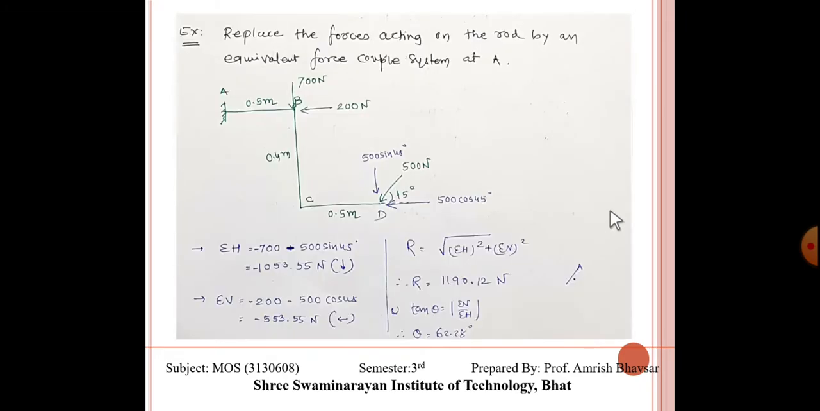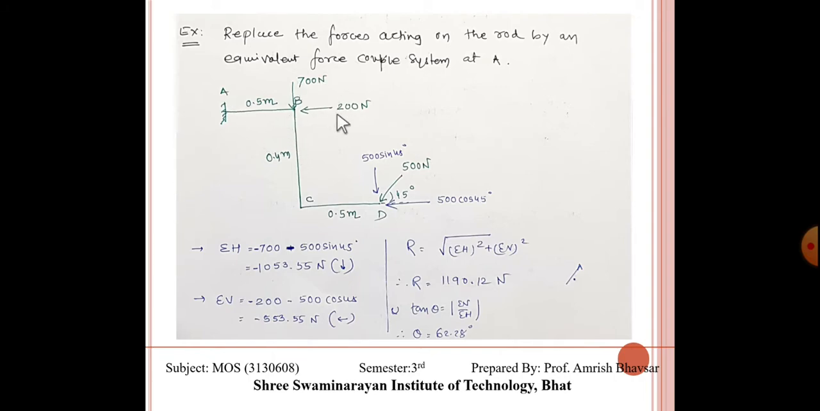Clear? Now this is the most important case. Replace the forces acting on a rod by an equivalent force couple system. Here in this case we are going to find the equivalent force couple system. In the previous case we had only one force, but whenever a number of forces are acting, we must convert them into a single force. So what is the procedure? We must find the single force, and that is known as the resultant force.